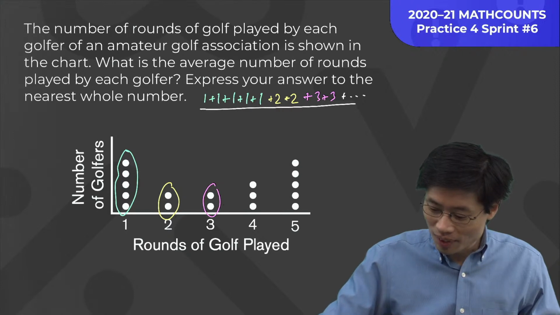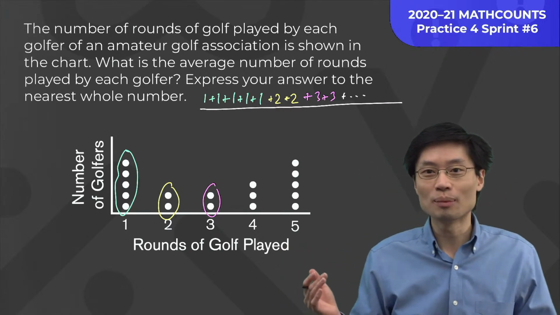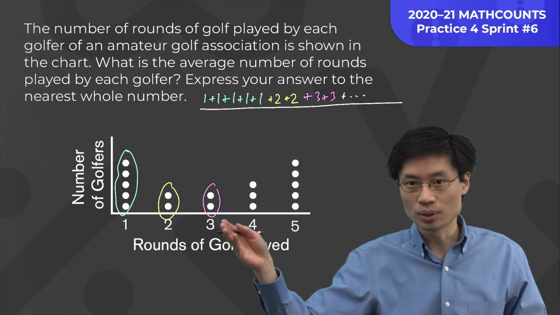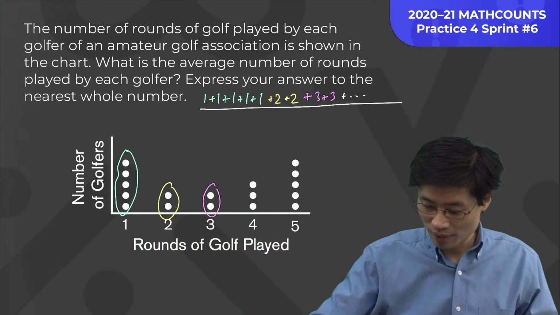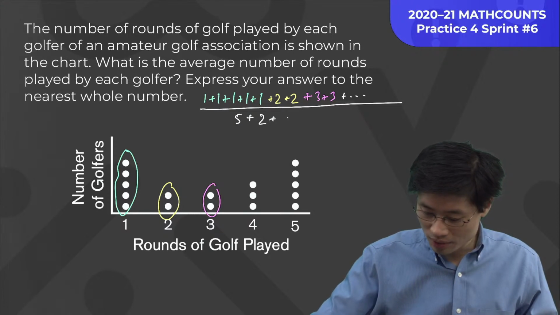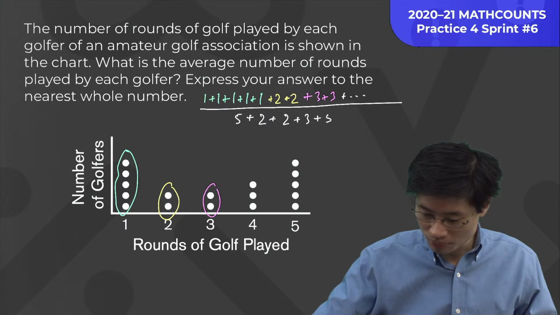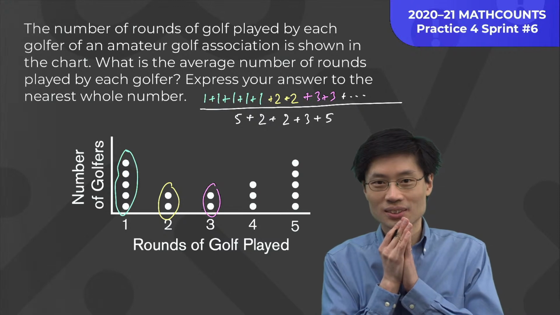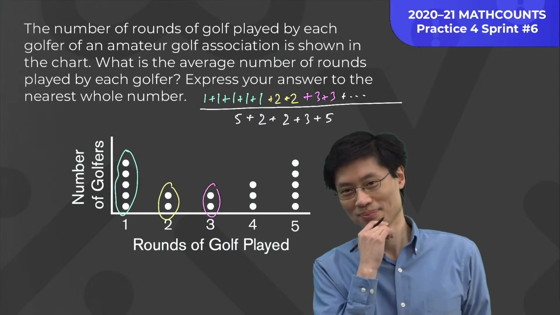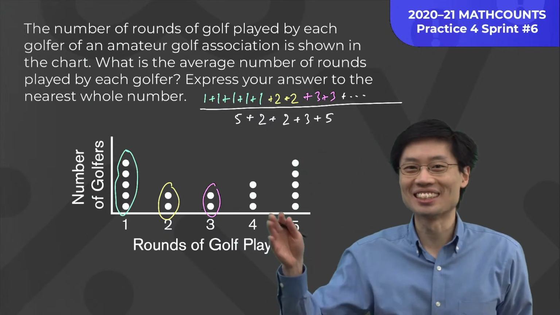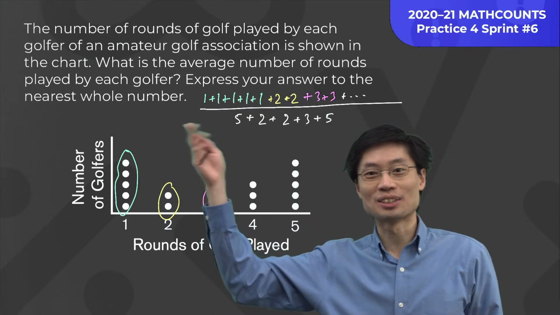Divided by, well, how many are there in total? How many golfers are there? Well, there are 5 here, 2, 2, 3, and 5. The total number of golfers: 5, 2, 2, 3, and 5. Okay? I'm guessing the answer is just 3. Okay, we're going to do this anyway. But it says express your answer to the nearest whole number.